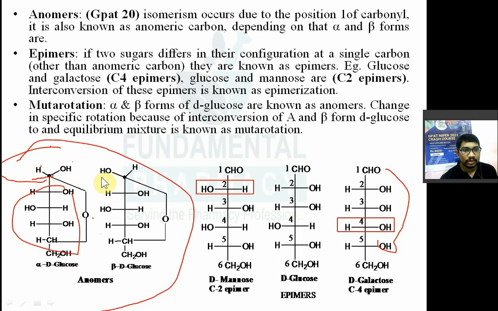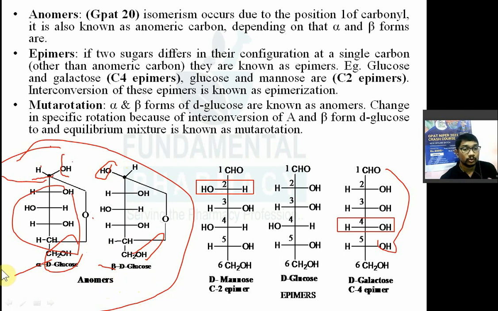So if hydroxyl group on an anomeric carbon is on the same side as that of the terminal alcohol group, it is known as alpha anomer. If hydroxyl group is on the opposite side as that of the terminal alcohol group, it is known as a beta anomer. Okay, so cyclic form of glucose will have different configuration at an anomeric carbon atom, different configuration of hydroxyl and hydrogen.